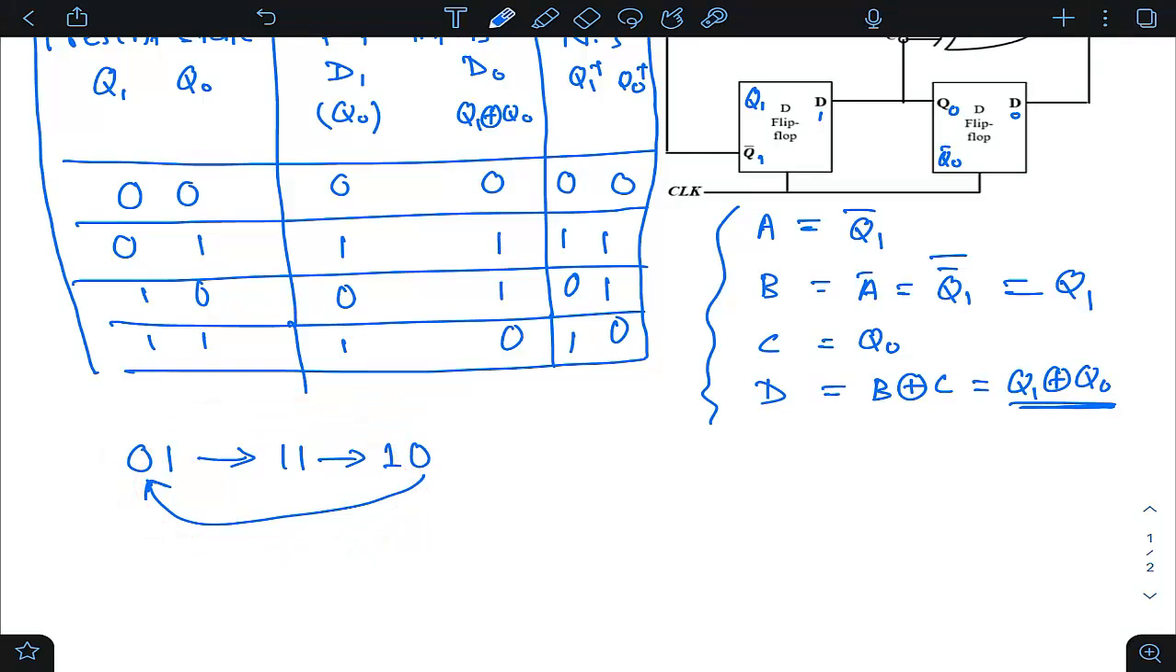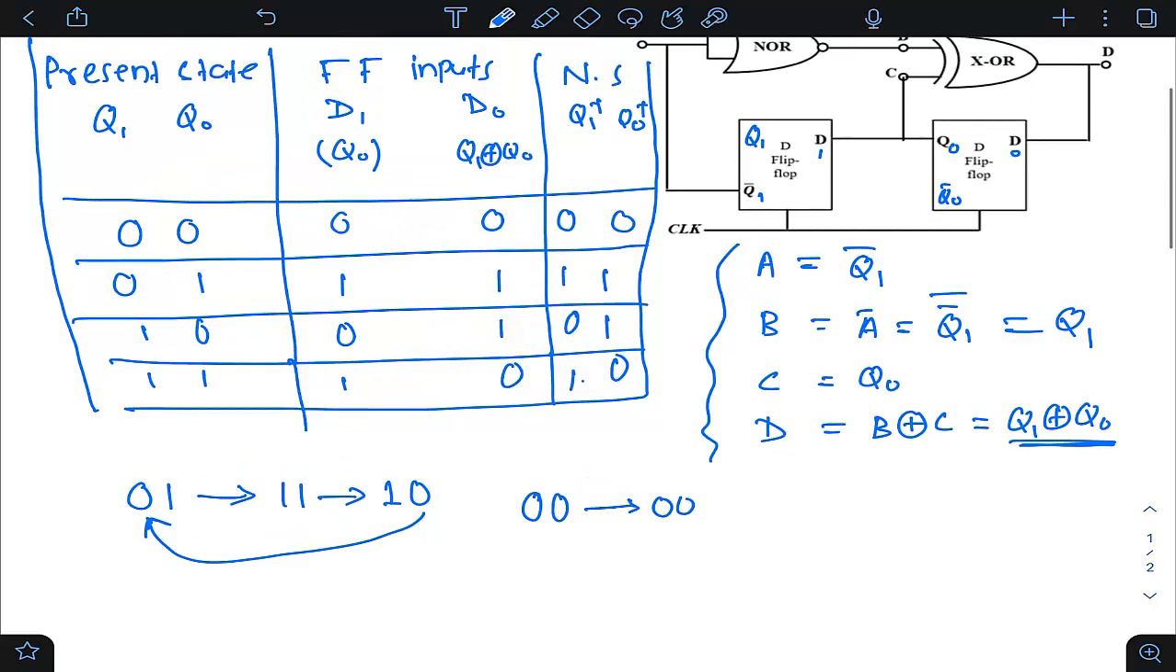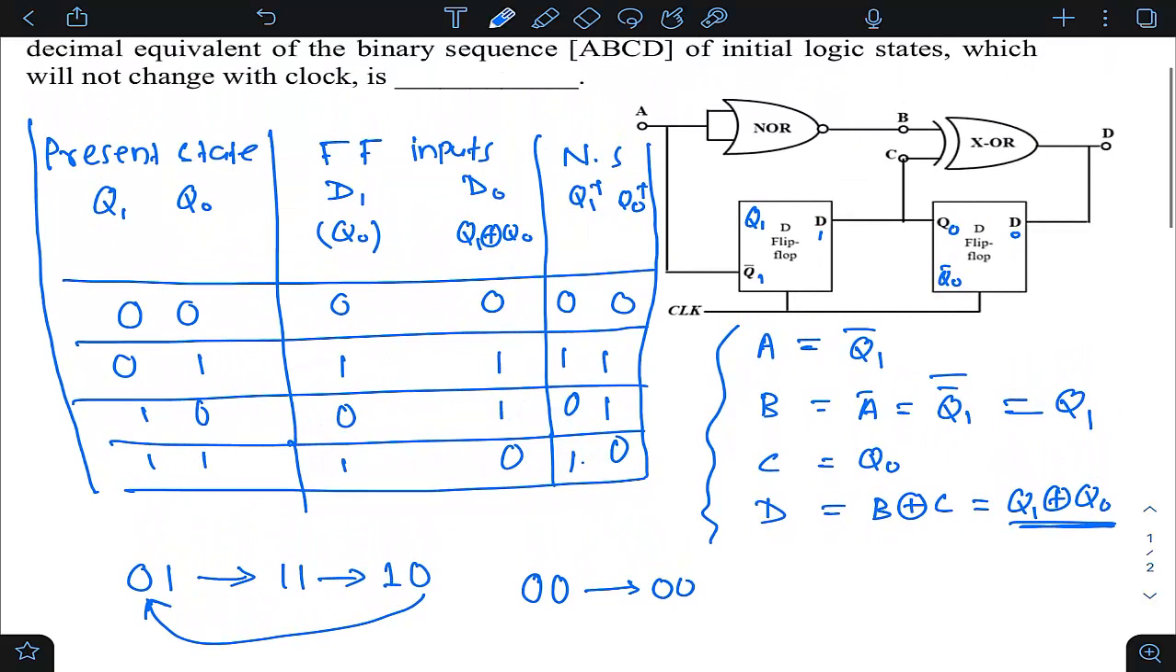But what if the initial state is 0 0? If you observe, the next state is again 0 0. So even if you clock it 1000 times, it will always be in the same state 0 0. And that is what the question is framed on, this simple observation. You should know from this counting pattern that if the present state is 0 0, the next state is again 0 0.